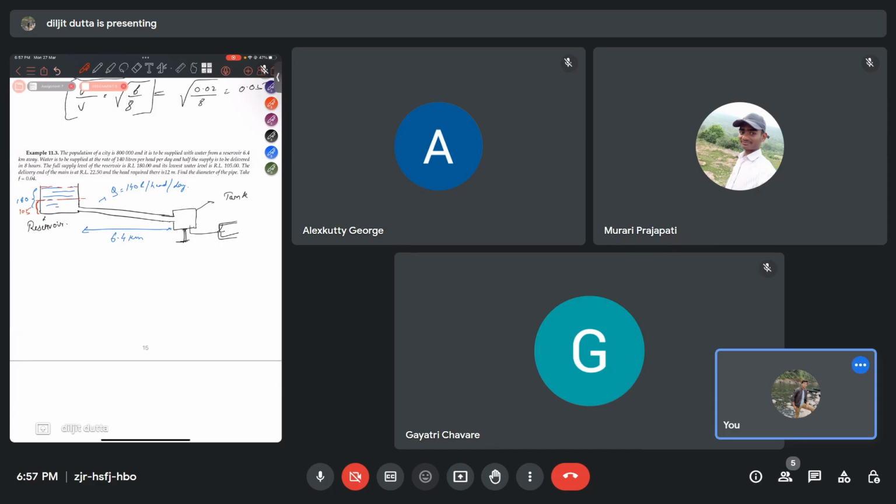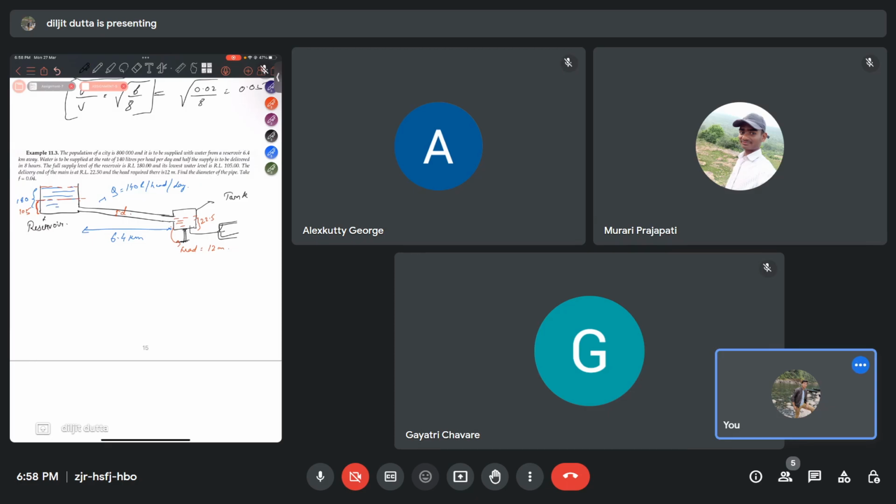Now the delivery end of the main is at RL 22.5. So we take this as delivery. Sorry, not 105. This is at 22.5, and the head required here is 12 meter. Find the diameter of the pipe.